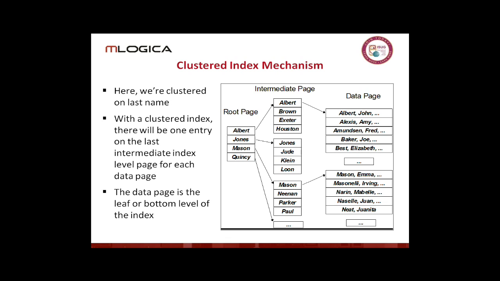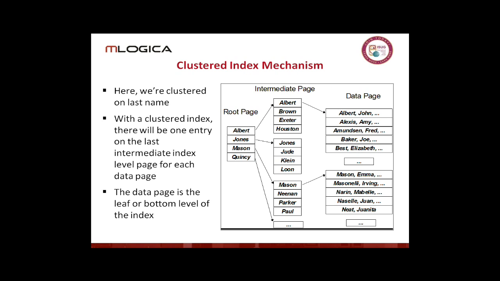With the clustered index, let's say that we are looking for example for Joe Baker. Baker is, and hopefully you can see my pointer. We start at the root page as the entry. Baker is between Albert and Jones. Because Baker is between Albert and Jones, we follow the Albert pointer up to the intermediate page. We're still looking for Baker. We're on the intermediate page. Baker is between Albert and Brown. We follow Baker down to the data page.